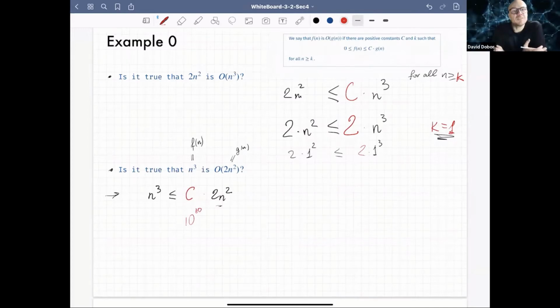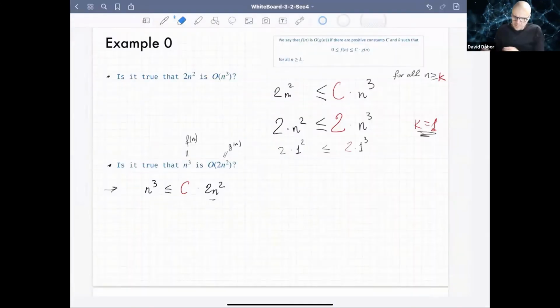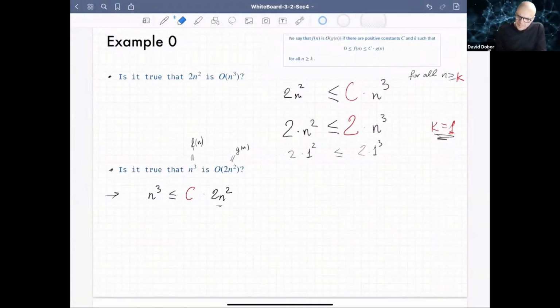Okay. Yes, you have the right intuition. But we need to prove this, we need to show it. We now have the intuition. Now let's see if we can concretely write this down convincingly, for a person who's not convinced by your intuition. So the answer is no, it is not. N cubed is not big O of 2n squared.